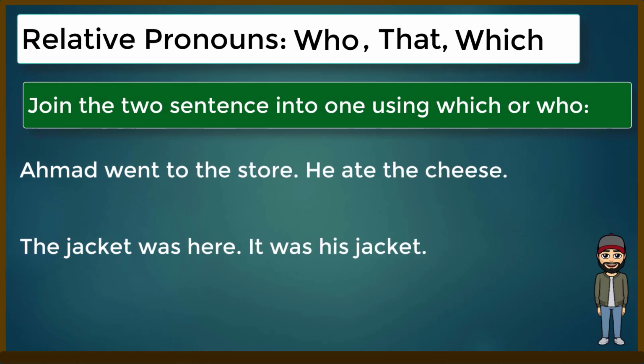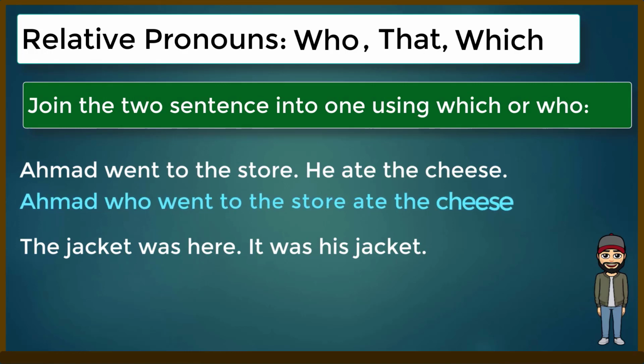Ahmed went to the store. He ate the cheese. Now, how do you join these two sentences? You say, Ahmed, who went to the store, ate the cheese. We used who because we have a person here, Ahmed.